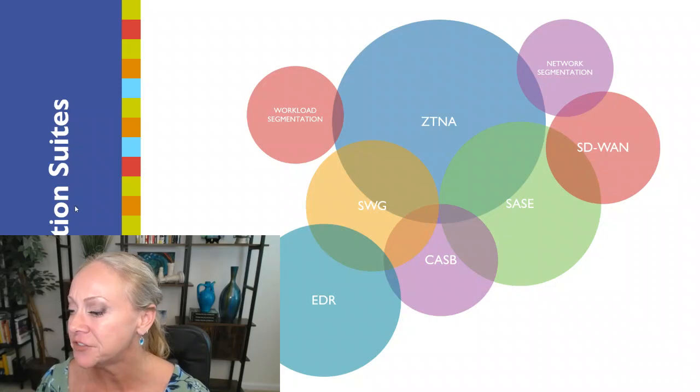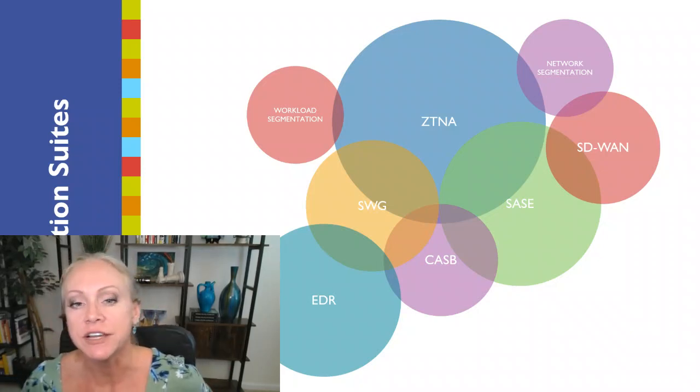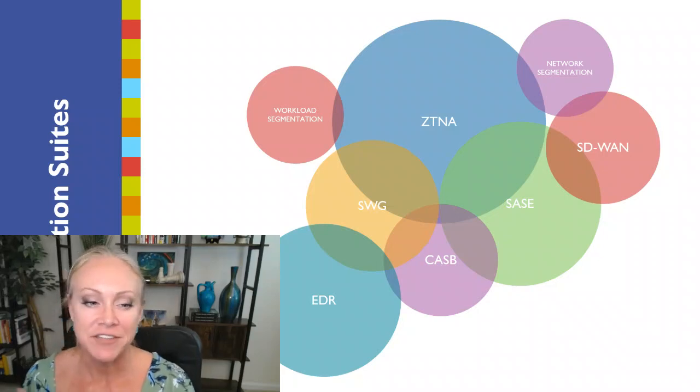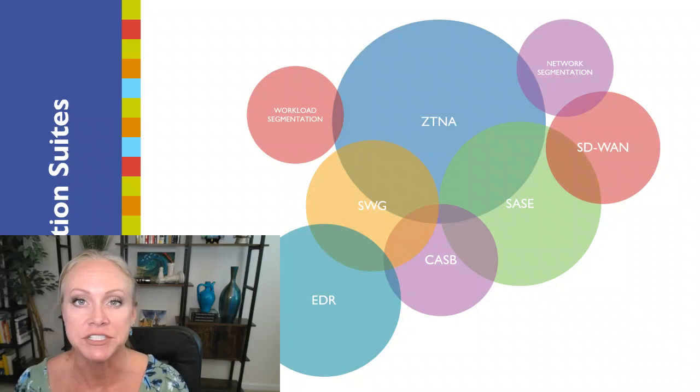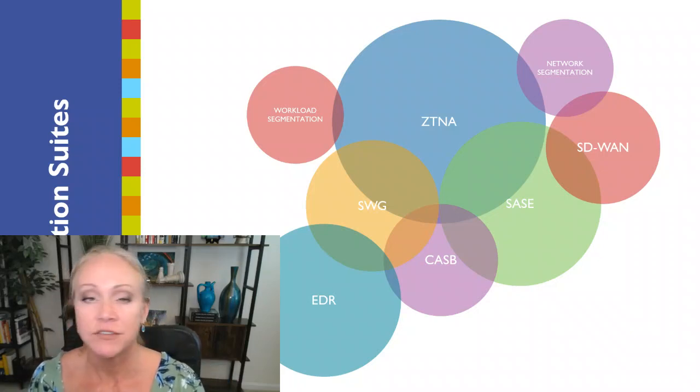What I want to talk about is this landscape of product suites. Very high level here. These are probably a lot of the acronyms that you see. I'm going to start with the big one in the middle, and that's ZTNA, which is Zero Trust Network Access. We talk about how Zero Trust is not a product. It's not even a product set. It's a concept. ZTNA, though, is the one exception to that.